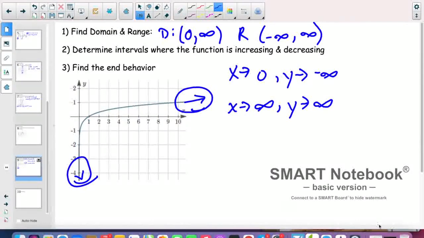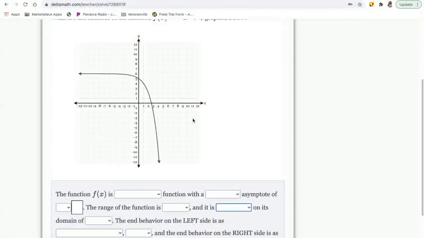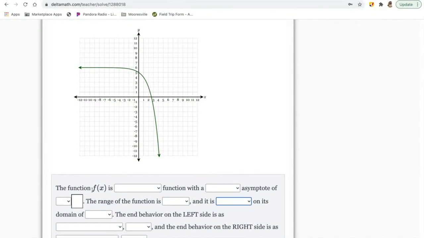So now I'm going to switch over to Delta Math, and we're going to do a couple examples in Delta Math so that you can see how these work. This one is an exponential equation. You can see here by the equation that they've got drawn that it's exponential because you have a variable in the exponent. So down here it says the function f of x is, and it gives you a choice, exponential or logarithmic. We're going to say exponential. The function with, and does this have a vertical or a horizontal asymptote?